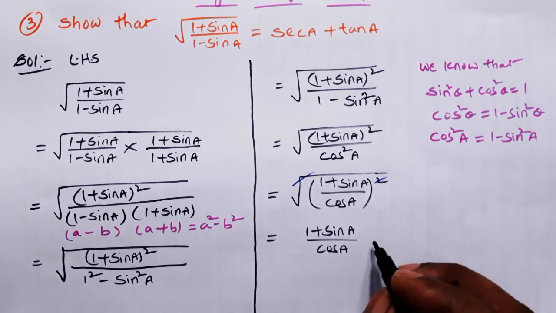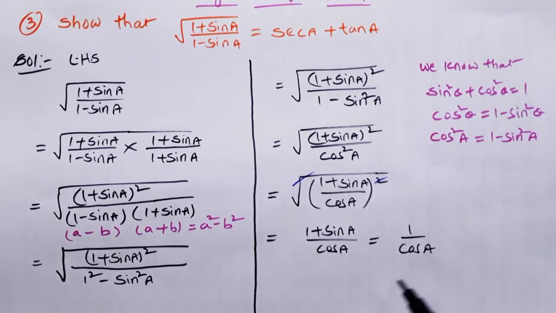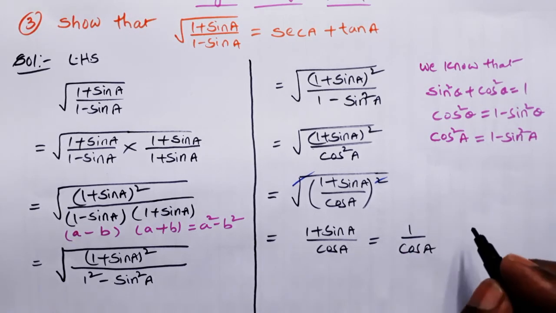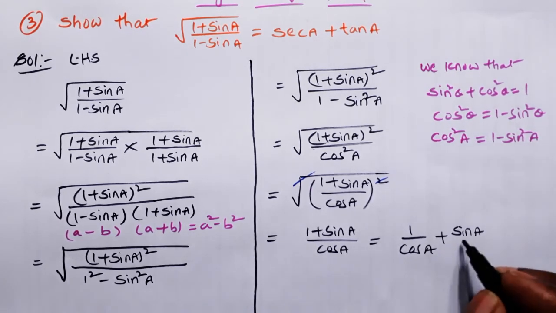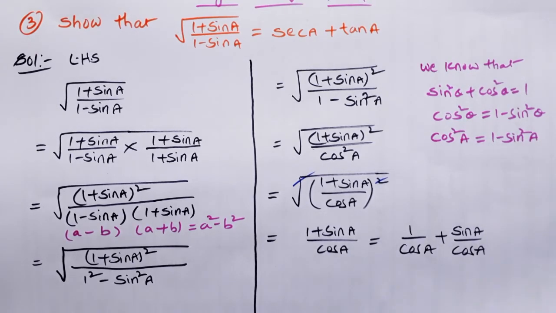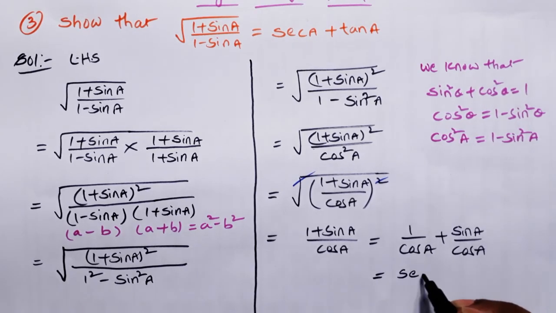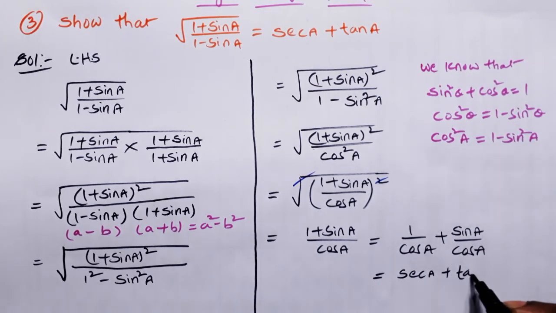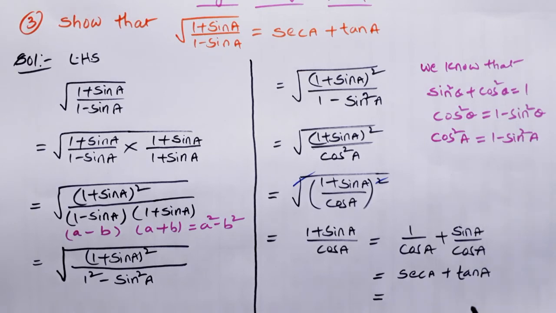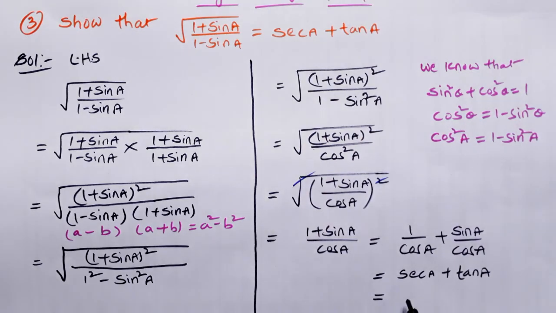If you expand this one, we can write it like this: 1 by cos A. This cos A denominator is common for 1 and for sin A. So now I am writing separately: 1 by cos A plus sin A by cos A. We can write like this, no problem, okay? Next, 1 by cos A is secant A, plus sin A by cos A is tan A. That equals, observe, secant A plus tan A. What is that? RHS.